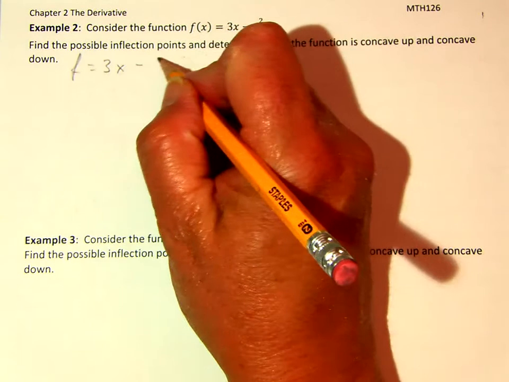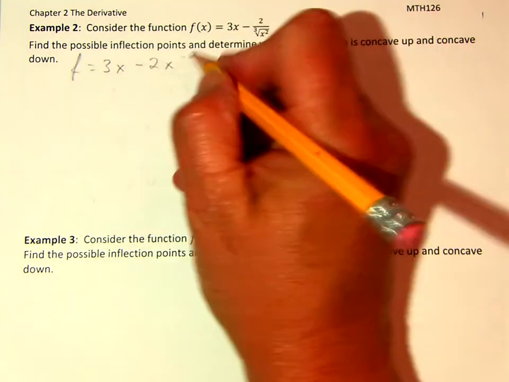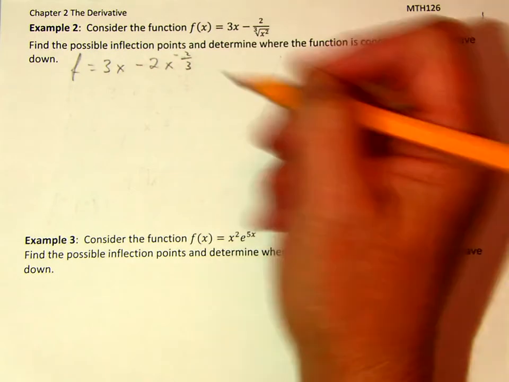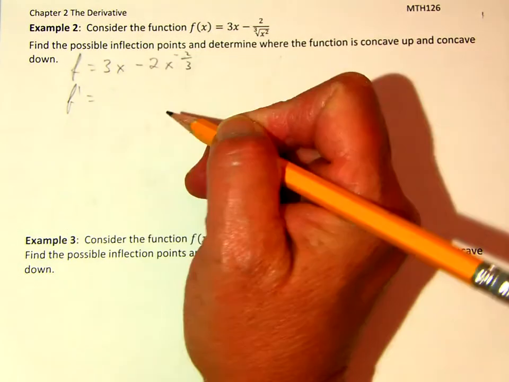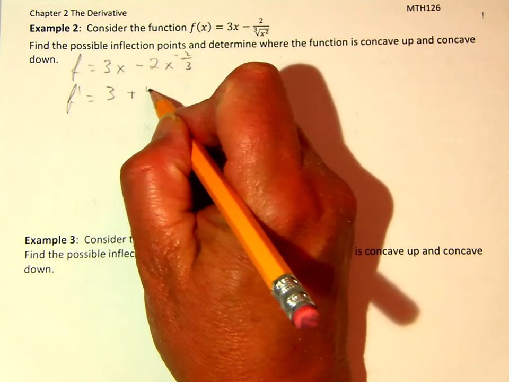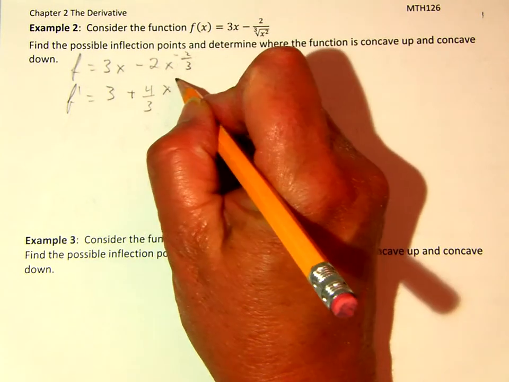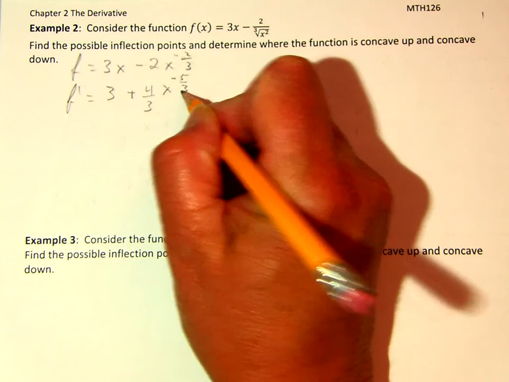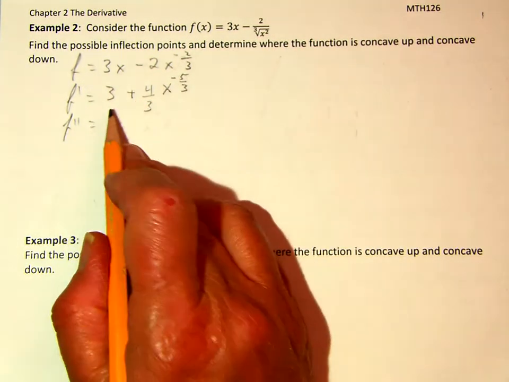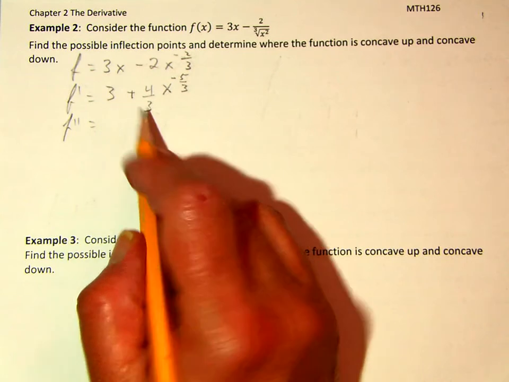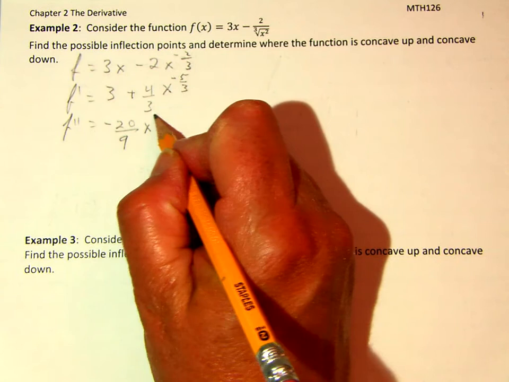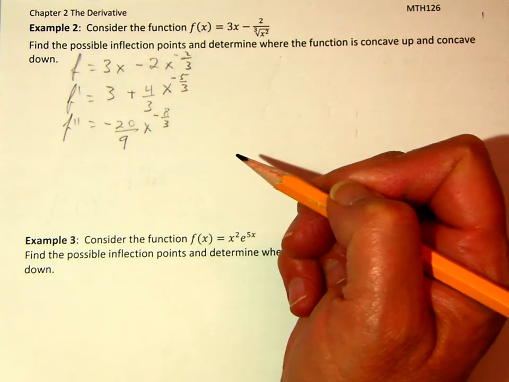So 3x minus 2x to the negative 2/3. Okay, so then the first derivative would be 3 plus 4/3 x to the negative 5/3. And the second derivative would be, derivative of 3 is 0, so negative 20/9 x to the negative 8/3.